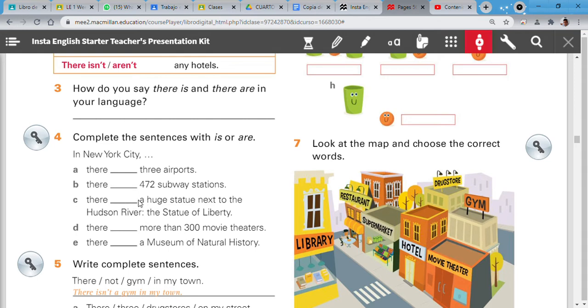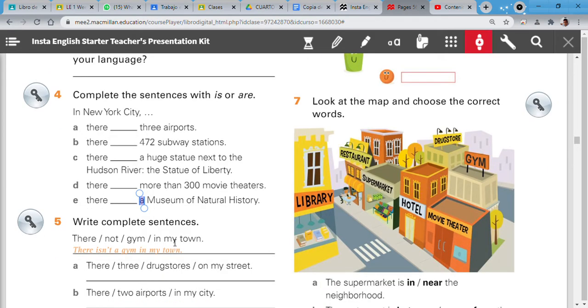There is a... okay, there is a. There are more than 300 movie theaters. More than 300, of course there are. There are more than 300 movie theaters. There is a museum of natural history. There is a museum.